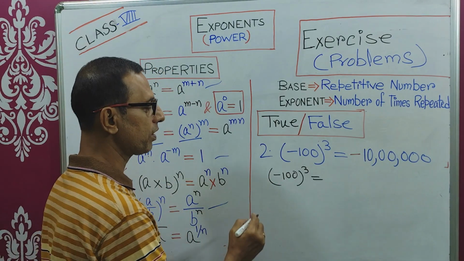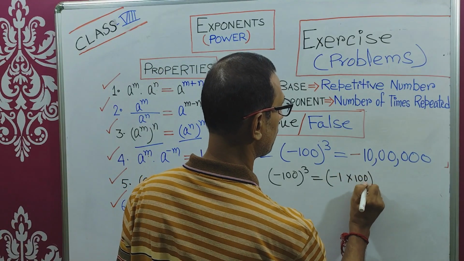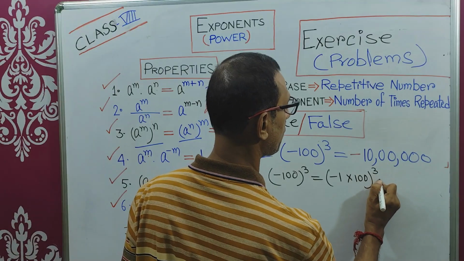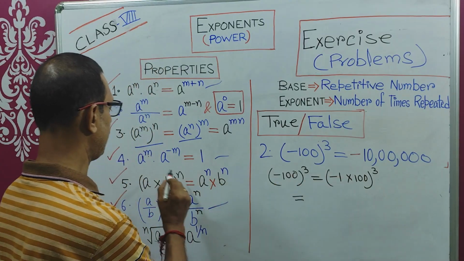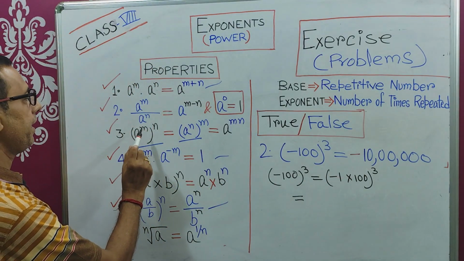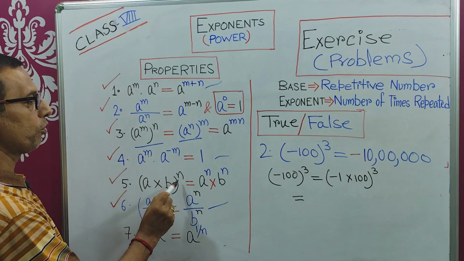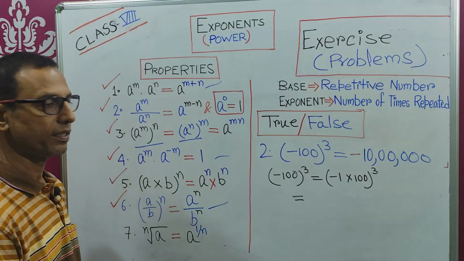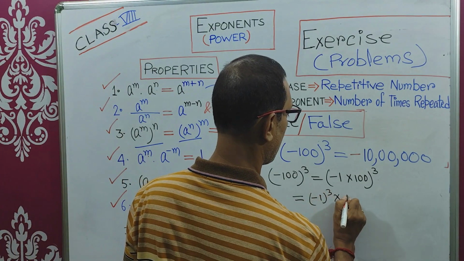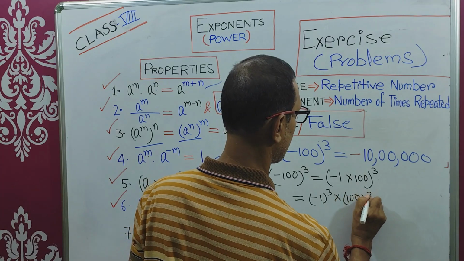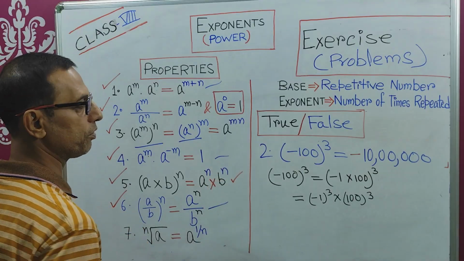Minus 100 whole cube means what you can write down, it is minus 1 into 100 whole cube, right? If it is minus 1 into 100 whole cube, that means it is this formula, a into b whole to the power n, that means a to the power n into b to the power n, right? So what you can write down? Minus 1 whole cube into 100 whole cube. This formula we are utilizing, a into b whole to the power n equals to a to the power n into b to the power n.